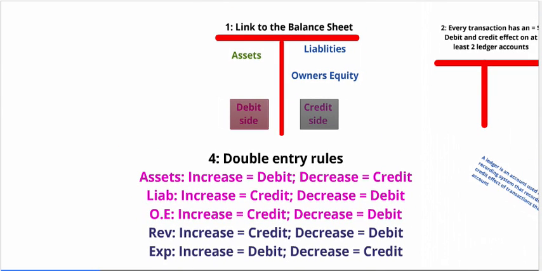Again, always link it back to the balance sheet. You should have a visual representation in your mind that on the debit side we list our assets, and on the credit side our liabilities and owner's equity. Once you've got that in your head, that's going to make it a lot easier to remember these rules.